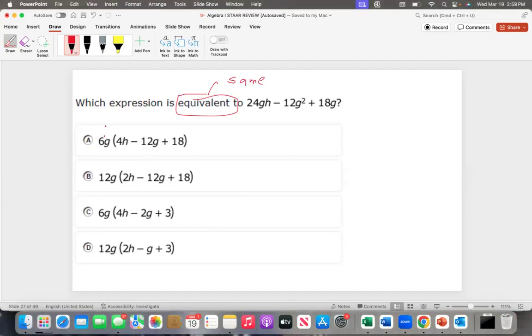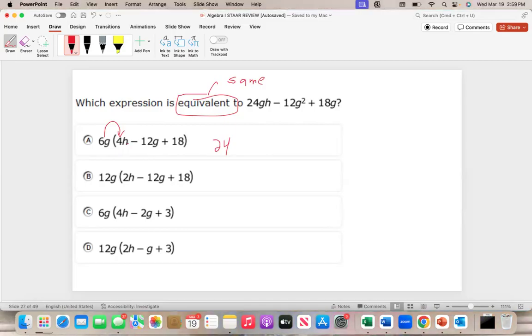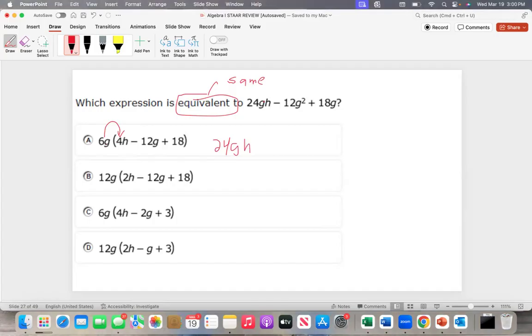So first, we're going to start by multiplying that first term by the first term. Okay, so 6 times 4, that makes 24. Okay, so I have a G and I have an H. So G and H are going to stay there. That looks good. All right, let's look at the next one. 12 times 2, that is also 24. They also have a G and an H, so that one also looks good.